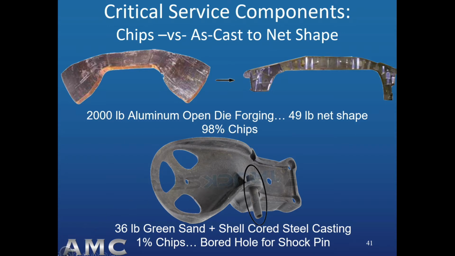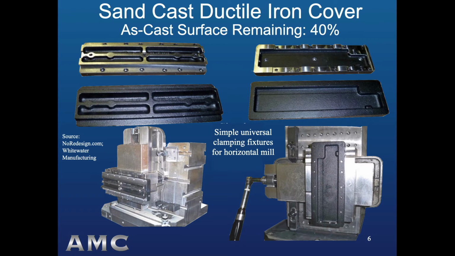Next are 3 examples of design and machine tool choice for castings machined to net shape by a shop that specializes in castings. First, a very simple sand cast ductile iron casting machined on an old school horizontal mill. It uses 2 simple universal clamping fixtures, and even with all of the mill's surfaces on both sides and drilled and countersunk holes, the remaining as cast surface is still about 40%.